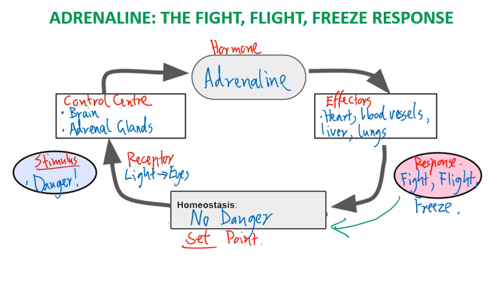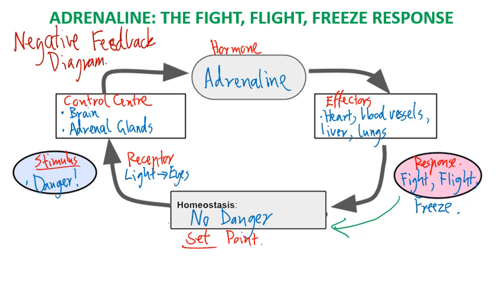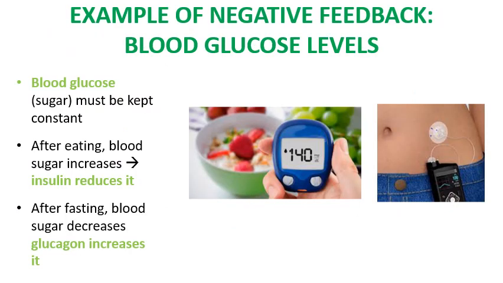So that's how we use these negative feedback diagrams to show what's going on. Okay, the next example is how we keep our blood glucose levels stable. And this relates to diabetes, which we've talked about quite a lot already.